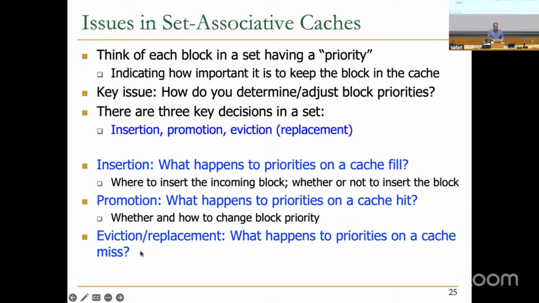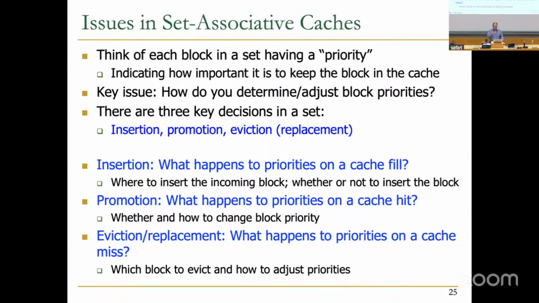And the third important key decision is eviction and replacement. What happens to priorities on a cache miss, essentially? Which block to evict and how to adjust priorities. So these three key decisions are going to be the main thing that we focus on for a few minutes for now.